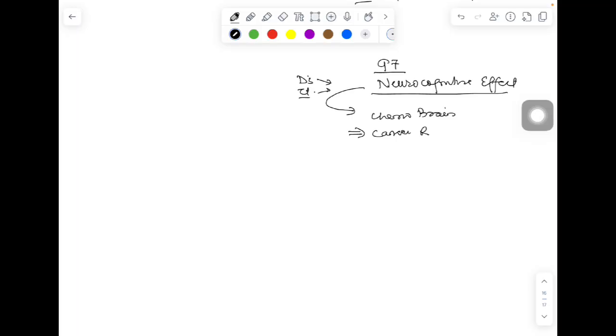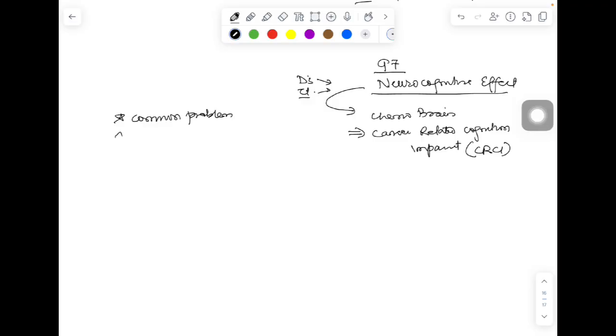or better word, cancer related cognition impairment. So cancer related cognition impairment, CRCI. These words are common. First thing, this is a common problem.